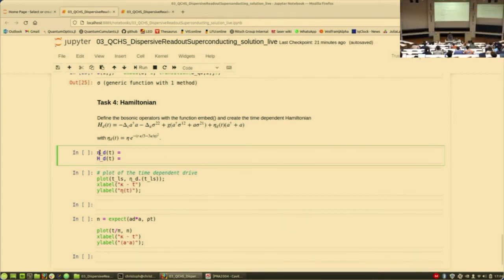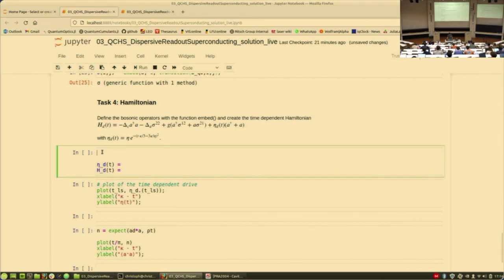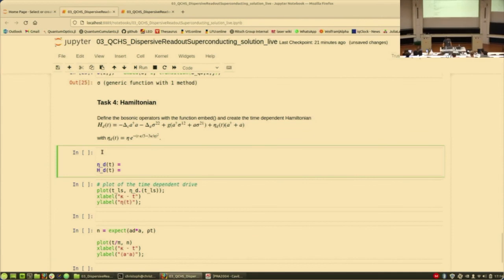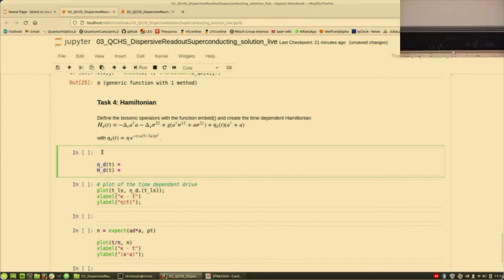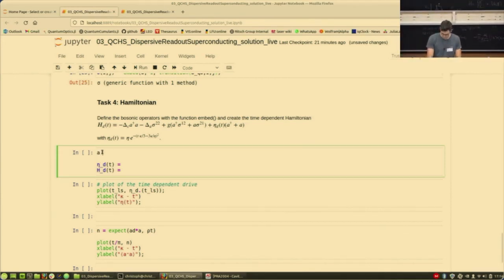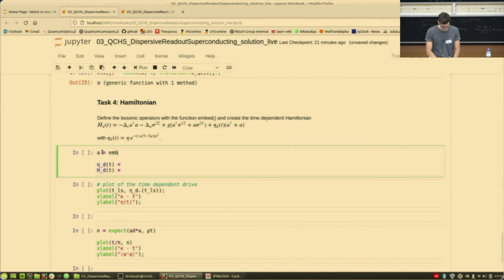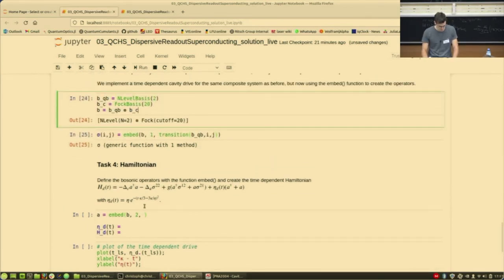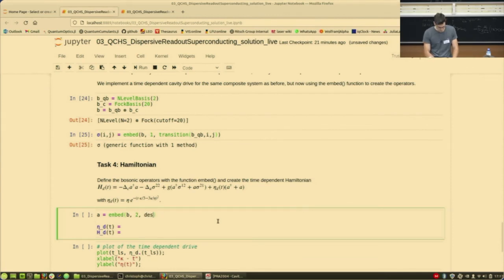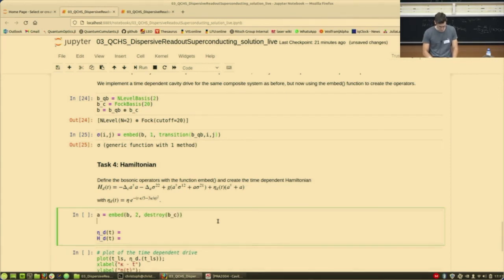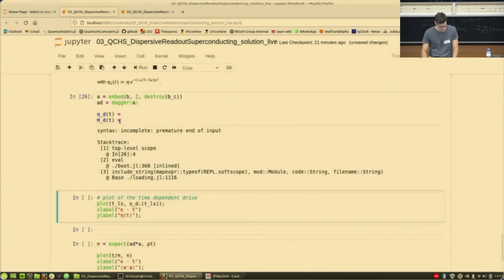I think most of you did this already, so I will just show you how I did it. We need to define the A operator with the embed function. Again, living on the full Hilbert space, it's the second basis we need from the full basis, because the BC is on the second basis, and then we just need this Troy operator on the cavity. Good. And to get the A dagger operator, I will just take the dagger of it.